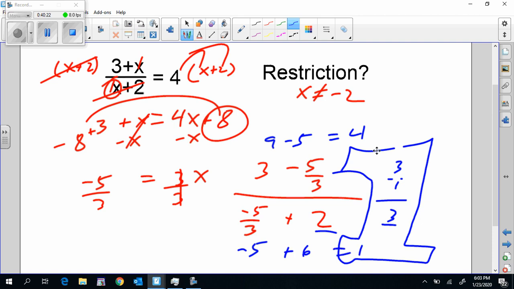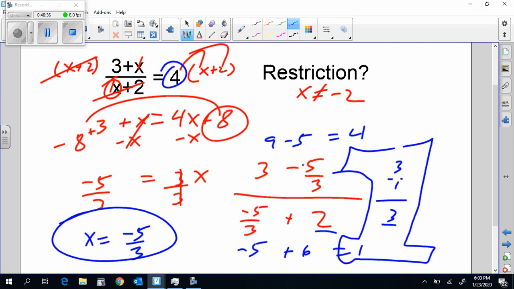And what's 4 over 1? Oh, it's 4, isn't it? I plugged it in. I proved that this is the solution. X equals negative 5/3 because it's the value of the variable you plug in and make the statement true. 4 equals 4. The value of the left-hand expression, 4 over 1, is the same value as the right-hand expression. A solution.